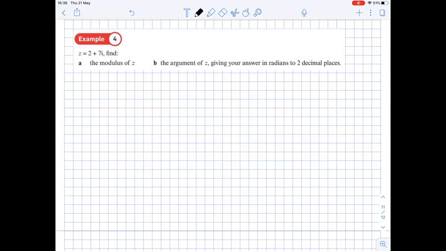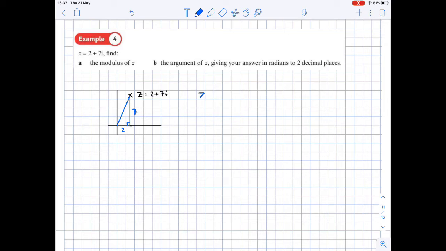Example 4. Here we have z is equal to 2 plus 7i. So we can quickly think of that as a sketch. It doesn't have to be drawn to scale, but we think of going across 2 and up 7. So this is z, which is equal to 2 plus 7i. Now if I think of this as a little triangle in here, what do we know? We know that that is 2, that is 7.